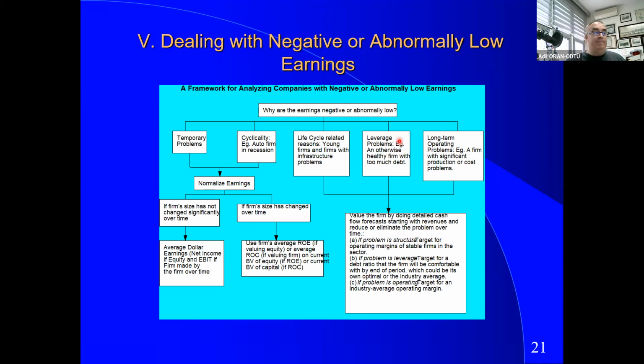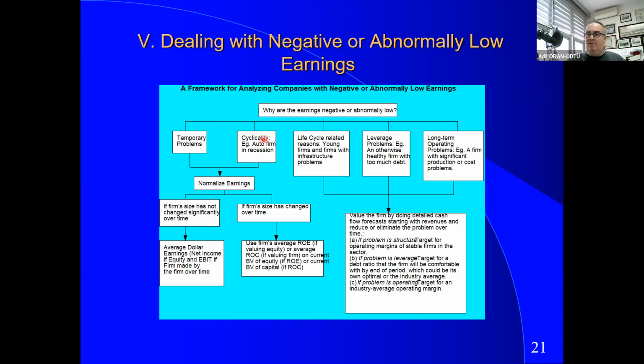What should be done? Well, why are the earnings negative or abnormally low? Let's try and find out. One, is it just some temporary problems, just like that one-time event which we mentioned before, a fire, a strike, an earthquake, something like that? If it's a temporary problem, you might want to normalize the earnings, take an average, or remove the effect totally.